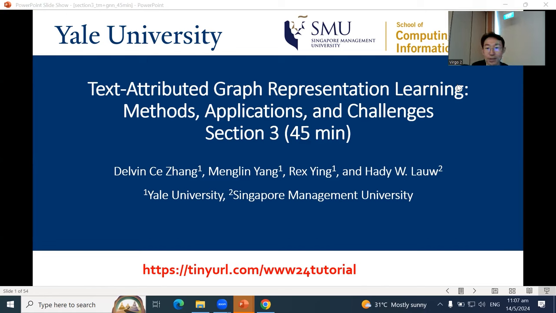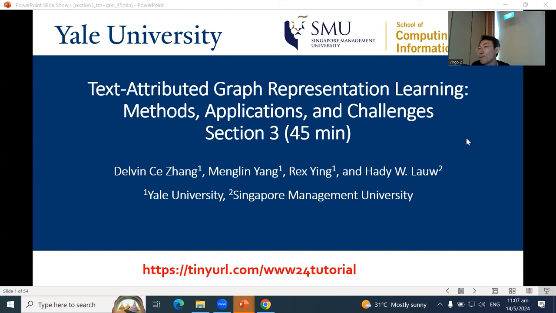In section three, which is what we're going to do shortly, I'm going to take you through some of the works in which we can join topic modeling and graph neural networks in a more seamless way, so that we can incorporate some of these graph structures into topic modeling directly. And then after that, Delvin is going to bring us to the last part, which is also pretty interesting, on the applications of these different representations.